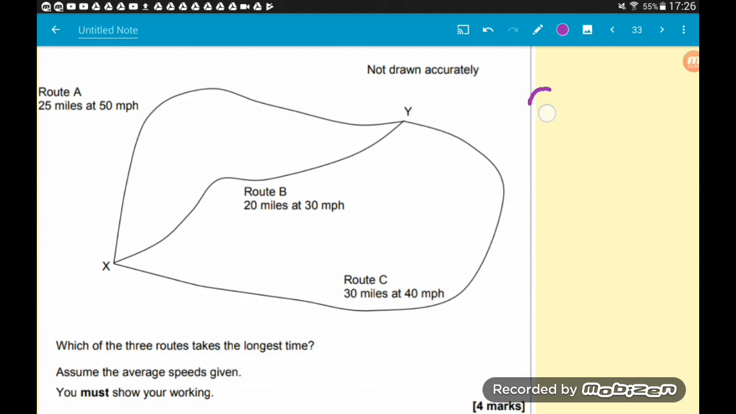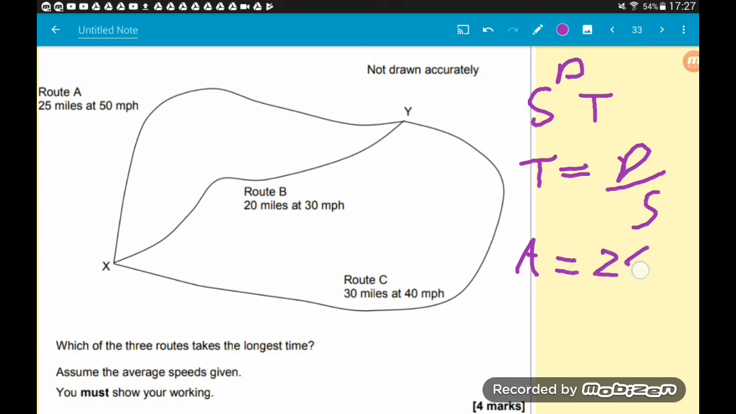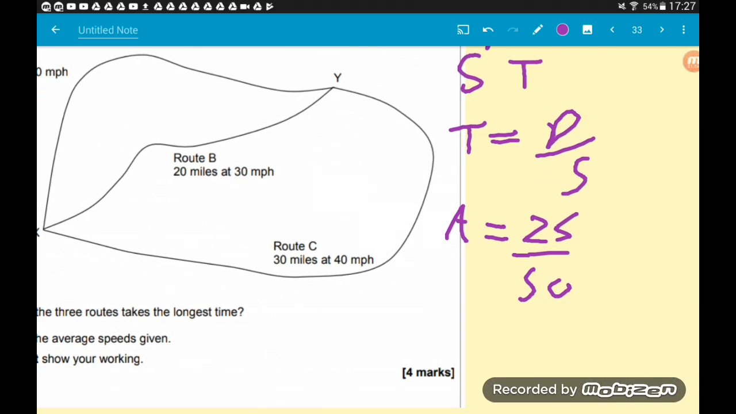So remember, S, T, T. Here we want to work out times. So time is distance over speed. So let's do that for each of the 3 routes. So with route A, well, it's 25 miles long at 50 miles per hour. So that is 25 over 50. Work that in calculator and you will get half an hour.